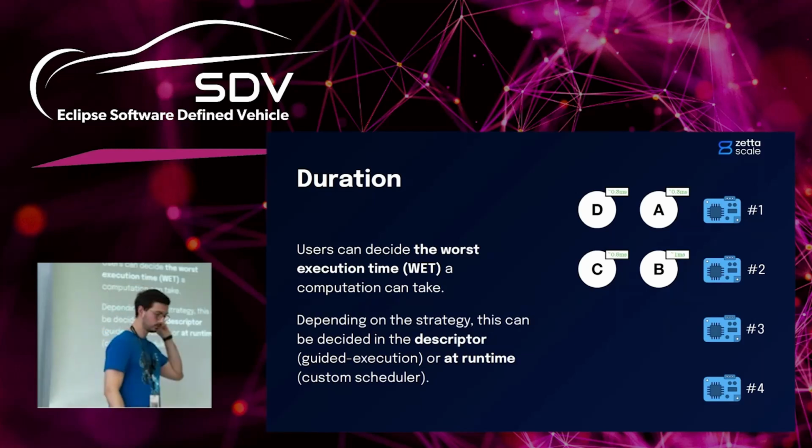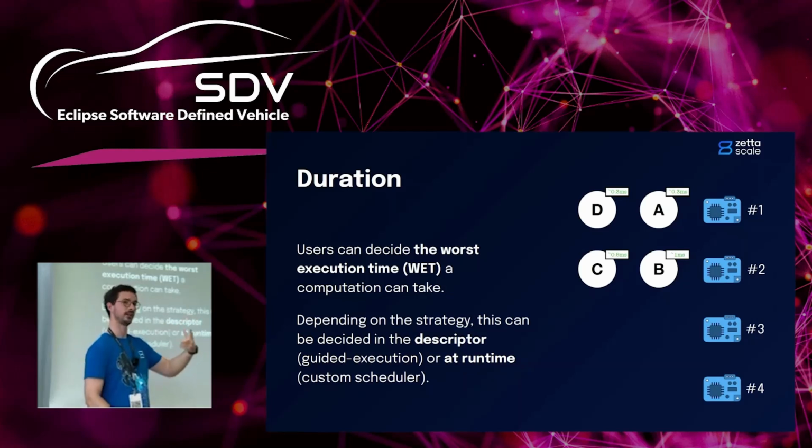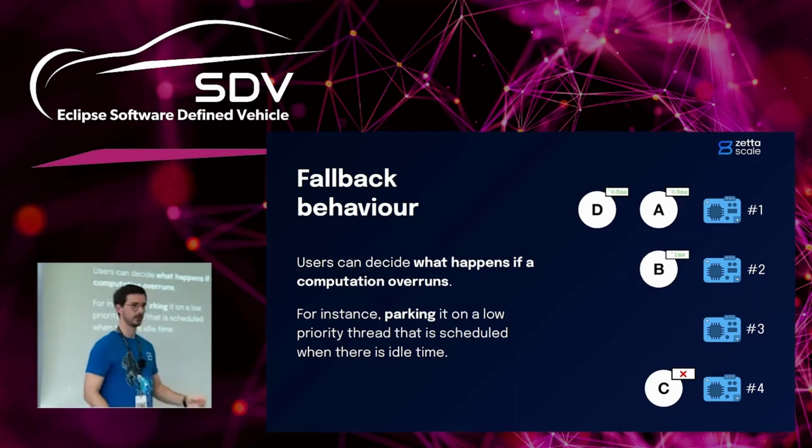Then duration, for which we do have a prototype. We made modifications to an asynchronous runtime, and basically we're able to say, okay, that computation should run for, let's say, 500 milliseconds. If it overruns, and this is my next slide, something else will happen. But we're basically capable of saying, you have that amount of time to run.